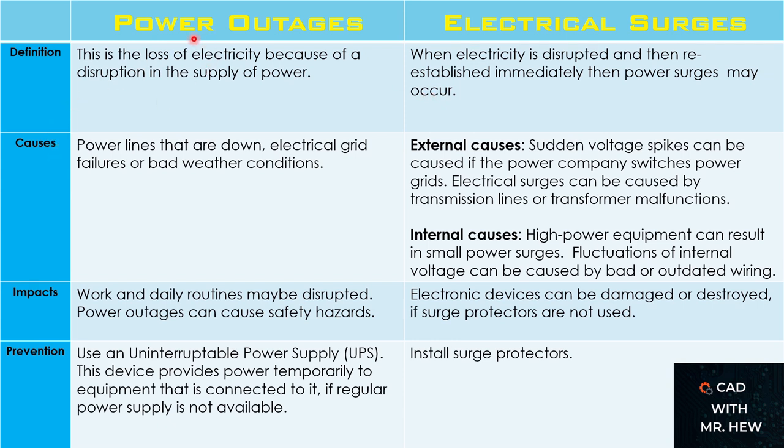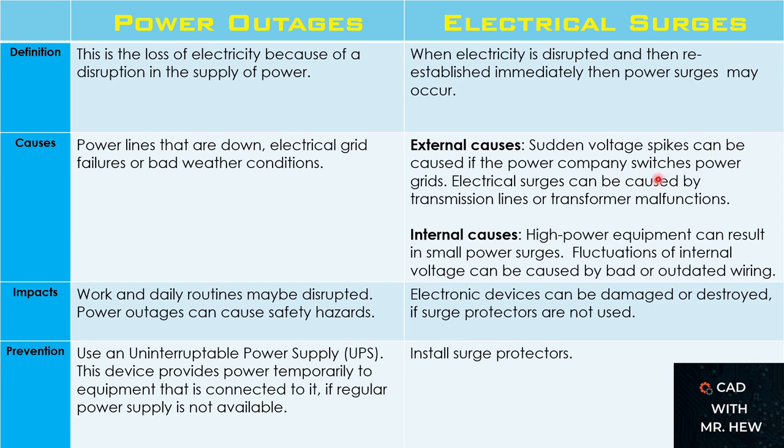Let's look at the causes for power outages. Power lines are down, electrical grid failures, or bad weather conditions. All right, let's look at the causes for the electrical surges. There are two main causes. You have the external causes and the internal causes. We're looking at the external causes. Sudden voltage spikes can be caused if the power company switches power grids.